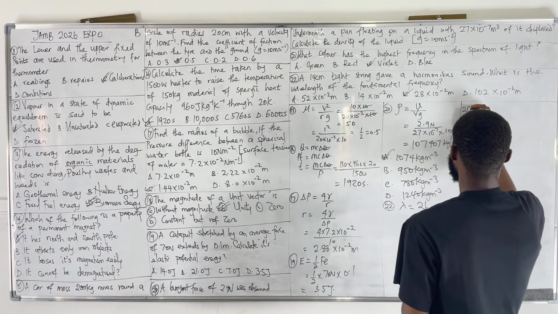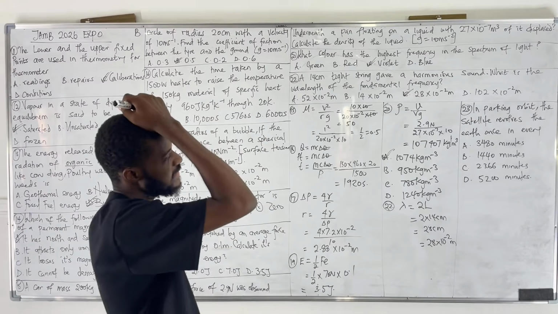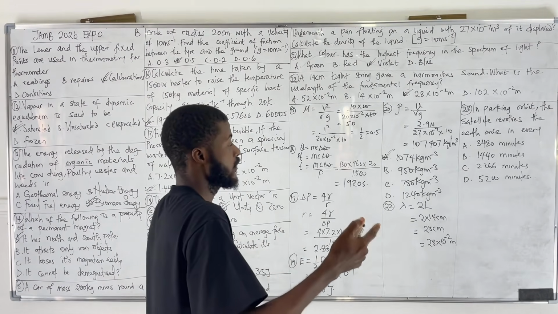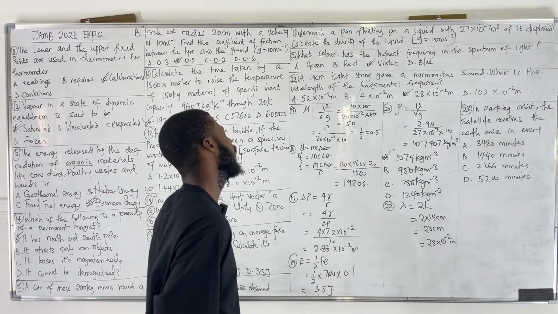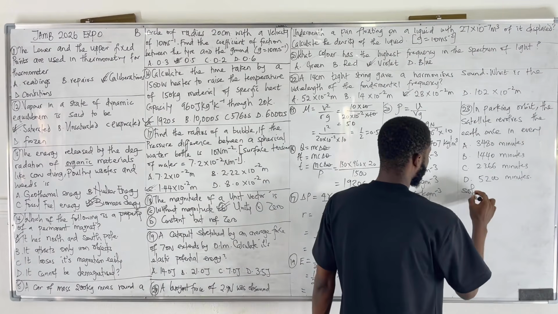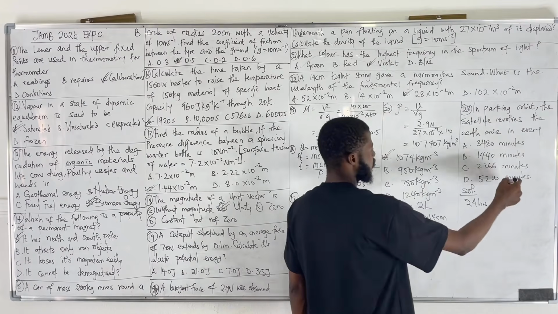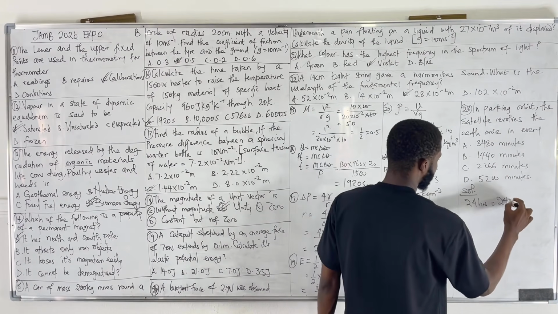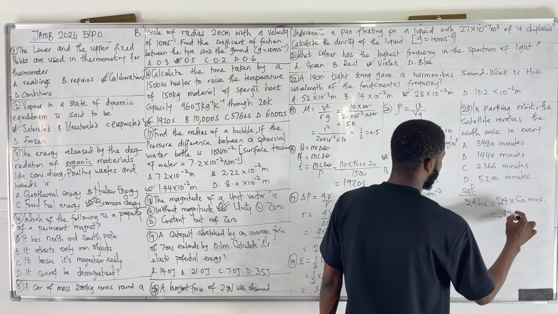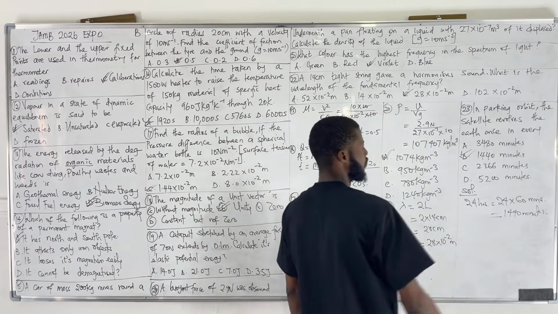Number 23. The question says, in a parking orbit, the satellite revolves around the Earth once in every dash. The solution for this is once in every 24 hours. But then we want to convert to minutes, so this will be 24 times 60 minutes, which is 1440 minutes. So the answer for that is going to be B.